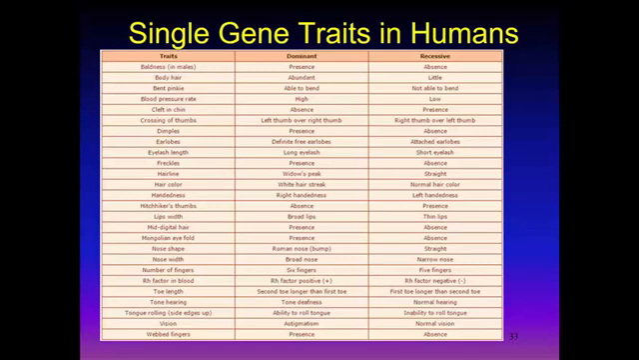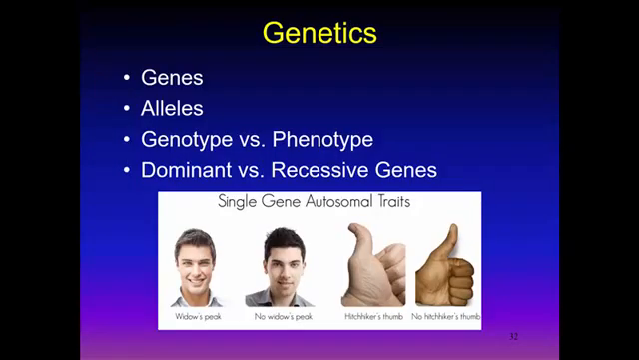Rh factor in the blood. If you have the Rh factor, you have positive blood. Anyway, you can look at the different genes on there. And in the previous slide, you could see widow's peak, no widow's peak, or hitchhiker's thumb, the bent thumb, that's dominant. No hitchhiker's thumb is recessive.